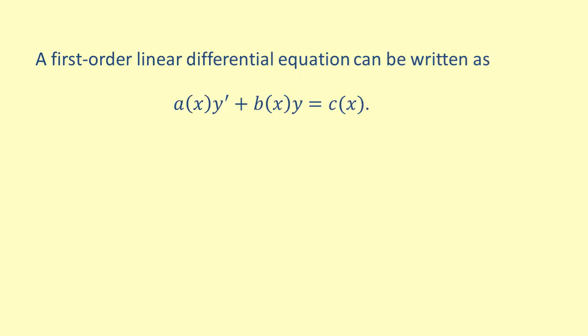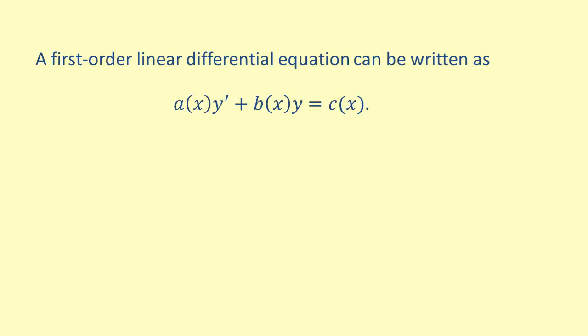Let's take a look at another way to write first-order linear differential equations. We know that a first-order linear differential equation can be written as a(x) y' + b(x) y = c(x). From looking at an equation in this form, we can see that it is first order because the highest derivative term is y'. We can also tell that it is linear because the highest power of the dependent variable y is 1.